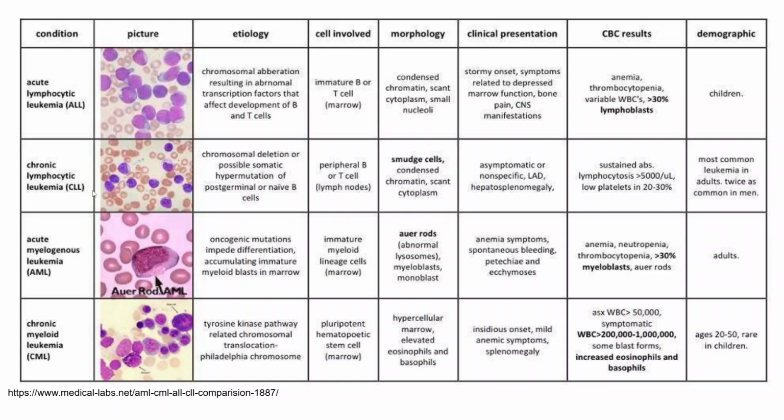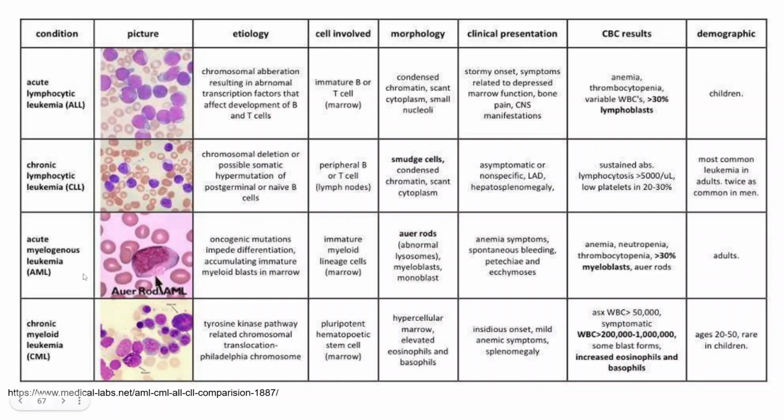Then chronic lymphocytic leukemia: there is a chromosomal deletion. The peripheral smear shows smaller cells, smudge cells, and condensed chromatin. The majority of patients may remain asymptomatic or have non-specific symptoms. Hepatosplenomegaly and lymph node enlargement, lymphadenopathy, are the other main clinical symptoms. The peripheral smear shows sustained lymphocytosis and a low platelet count. It is the most common leukemia in adults, and twice as common in men.